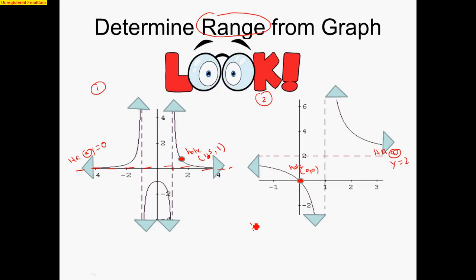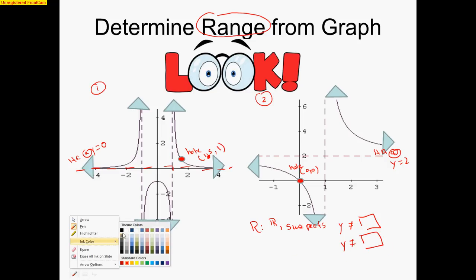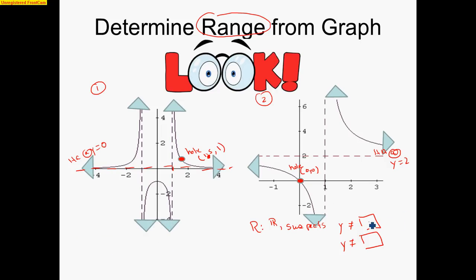So they didn't ask me about the domain, they just asked me about my range. So my range is all real numbers, but I have suspects. I suspect the y value of the hole and the y value of the HA. The y value of the hole is 0. And the y value of the HA was 2. If I had an equation, I would set it equal to 0 and to 2. I don't have an equation, so I just have to look.